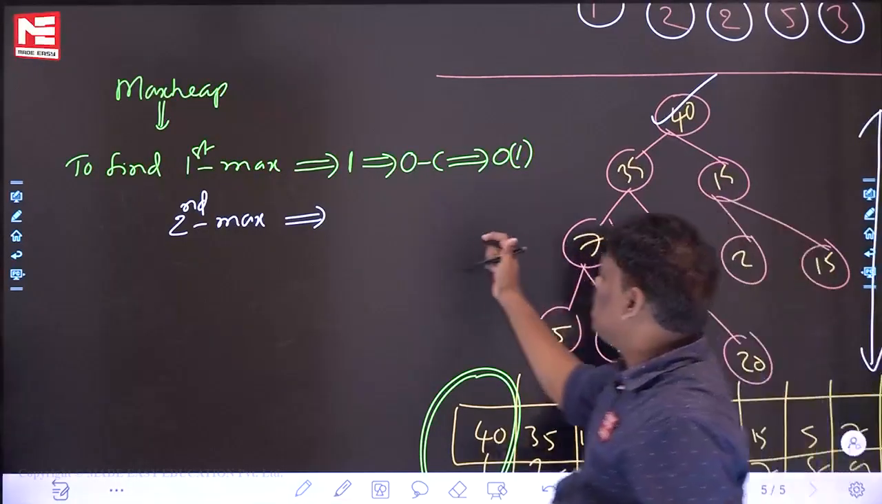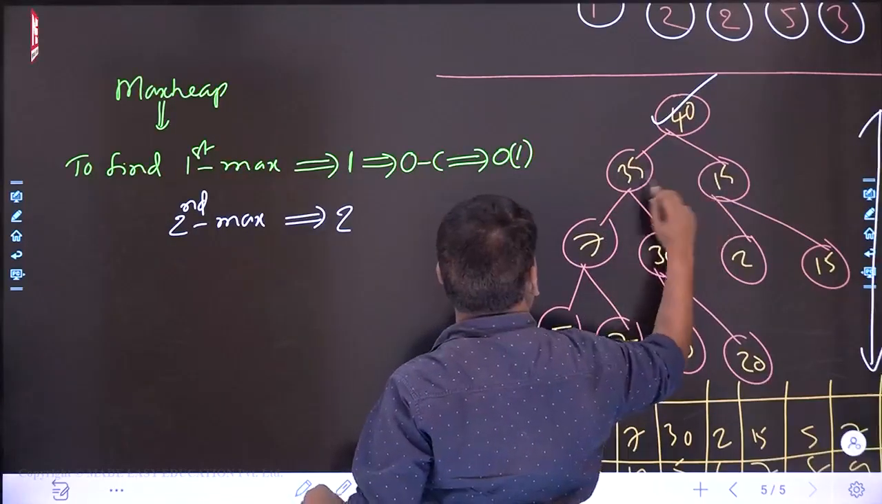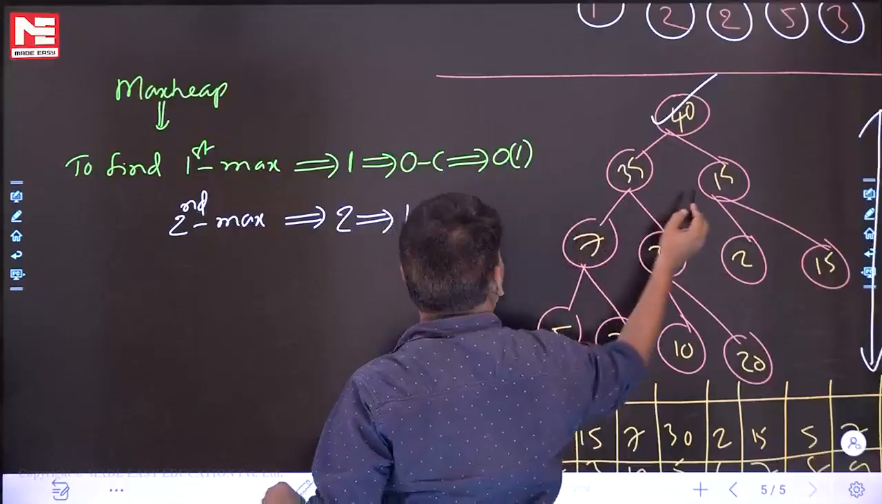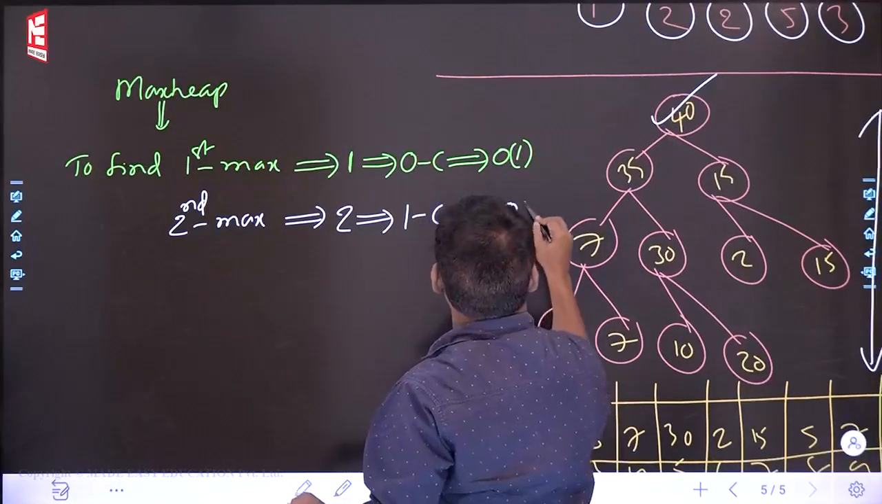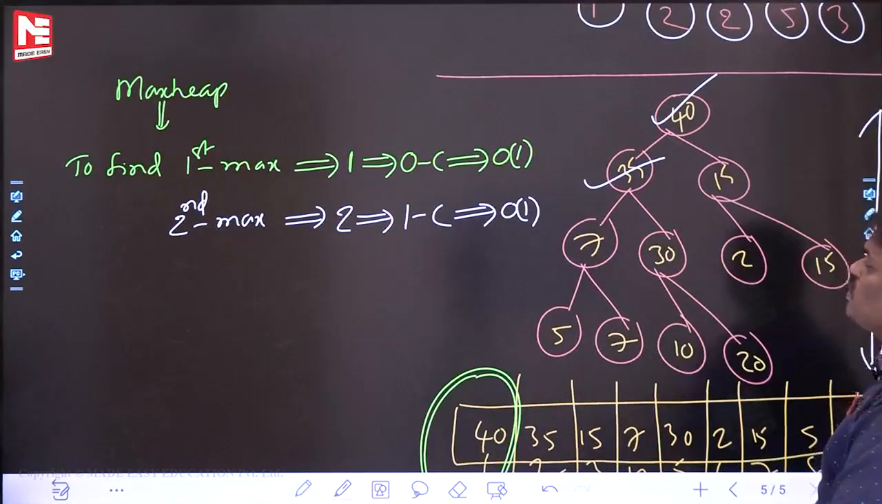For the second maximum, try to remember, two elements will fight. Just do one comparison. Two elements means how many comparisons? One comparison you do, which is bigger, 35 is bigger. So one comparison, constant time, then the bigger one is found. For the second maximum, two elements are fighting. Who are those? Parent's left child and parent's right child. Both will fight. Whoever is bigger in that will go to second maximum. I think one comparison, constant time.